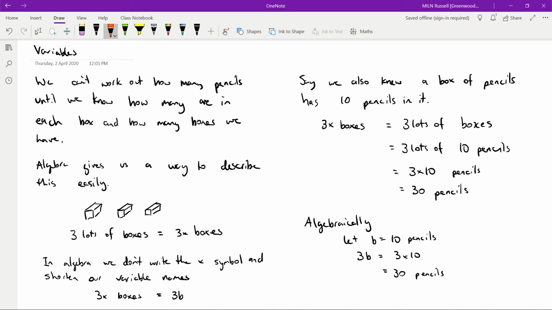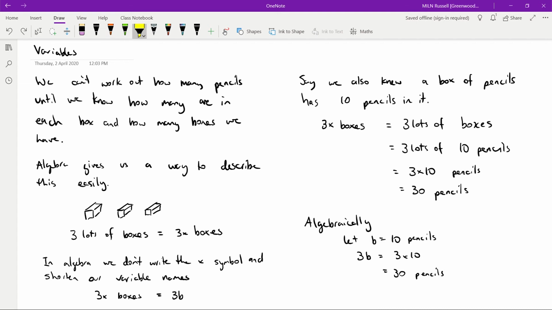So here's 3 boxes, and we could say that that's 3 lots of boxes. 1 box, 2 boxes, 3 lots. 3 lots of that makes 3 boxes. Now, in algebra, we typically don't write the multiplication symbol, and we shorten our variable names down because we're a bit slack, to be honest. So instead of writing 3 boxes, we might write 3b.